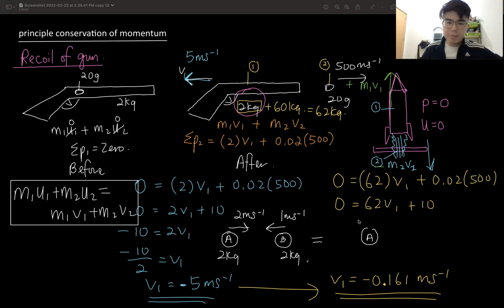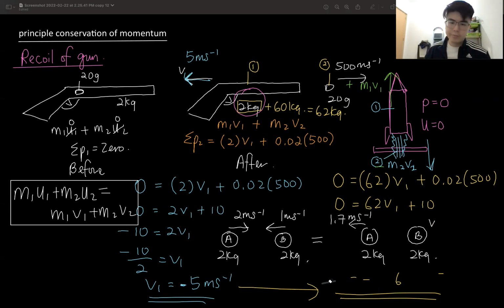Okay, if they bounce back and ball A goes backwards at a velocity of 1.7, I just put in some random values, then what will be the velocity of B? V, 2 kg, 2 kg. Then again, you calculate this using the conservation of momentum.